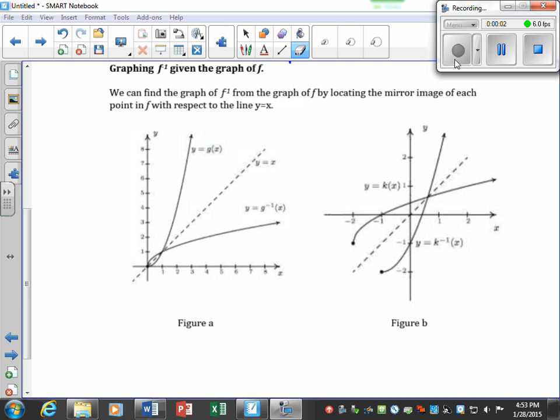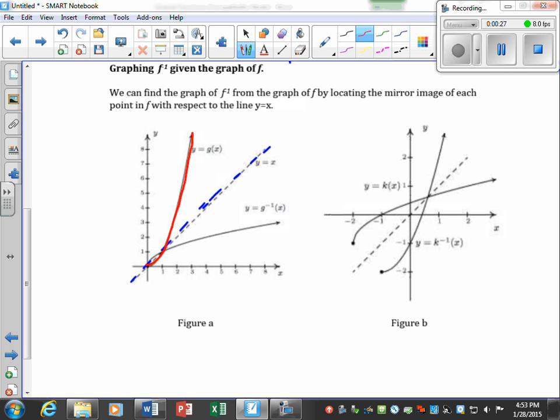This next portion we're going to talk about graphing of functions and their inverse. We can find the graph of the inverse by locating the mirror image of the point with respect to the line y equals x. Here's our line y equals x right here. Okay, I'm off the line a little bit, but if this is my g of x function, this particular one right here, I can do a mirror image, like if I folded it along this dotted line y equals x, to find my inverse function over here.